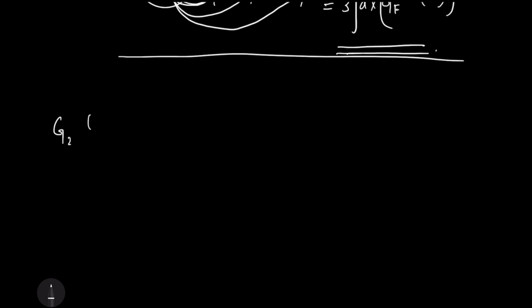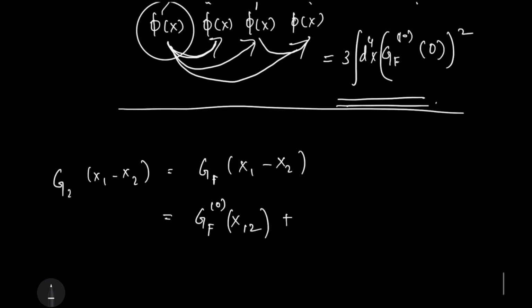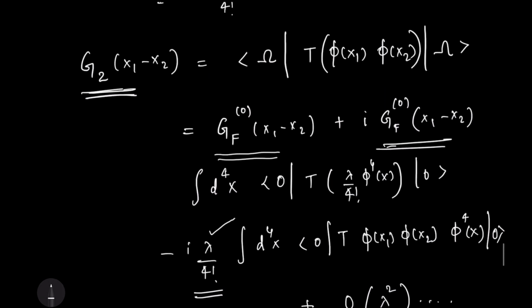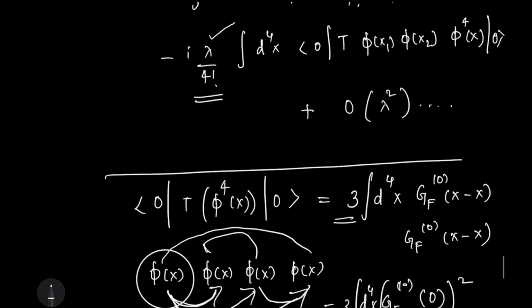G2 of x1 minus x2 is equal to GF of x1 minus x2, right? Because it's the Feynman function, which is equal to GF0 of x12. The first term will be, see, here it is x1 and x2, so there is only one way you can do it. If you have a point x1 and x2, there is no other way of permutation.